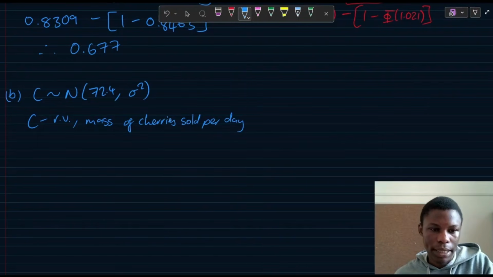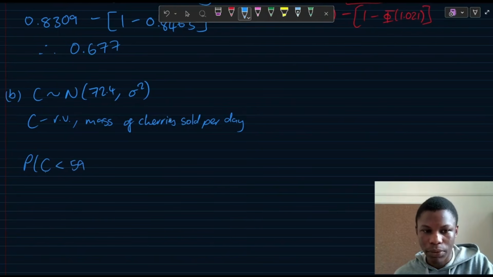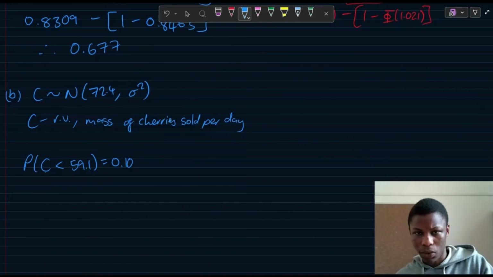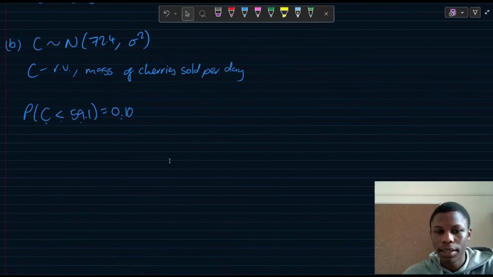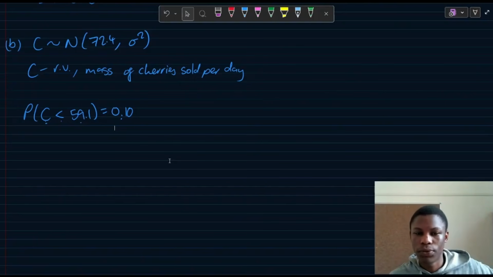We are told that the probability that the mass of cherries sold per day, which is C, is less than 59.1 kgs is equal to 10%. I hope that makes sense. The mass of cherries sold per day, that C, is less than 59.1 on 10% of the days. Okay, so we are going to use that to help us solve for sigma.